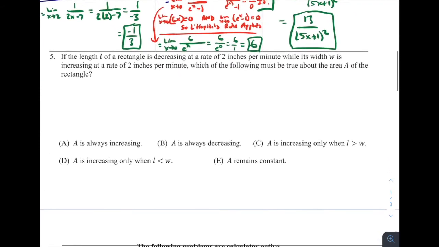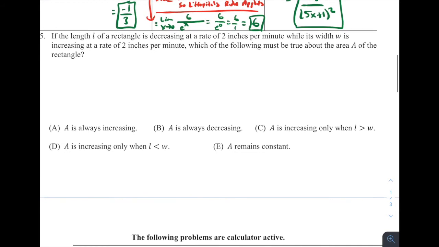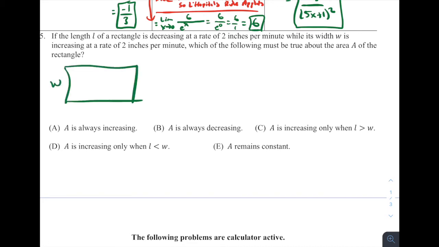Nice. If the length L of a rectangle is decreasing at a rate of 2 inches per minute, while its width is increasing at a rate of 2 inches per minute, which of the following must be true about the area A of the rectangle? So we're dealing with a rectangle. Let's draw it. We've got a width, we've got a length. What do they tell us? That the length is decreasing at a rate of 2 inches per minute.